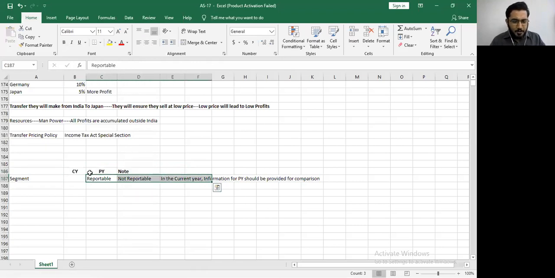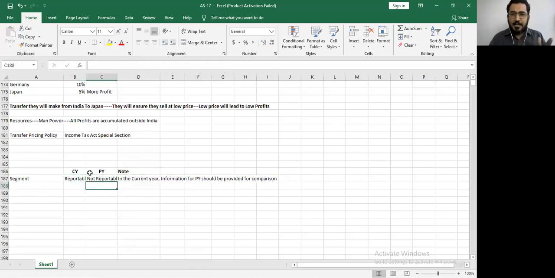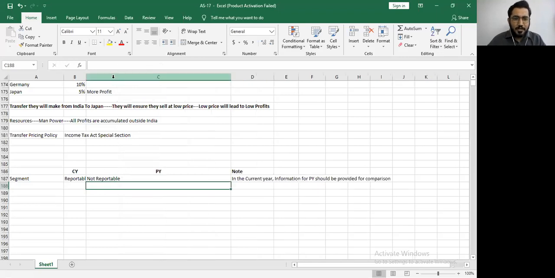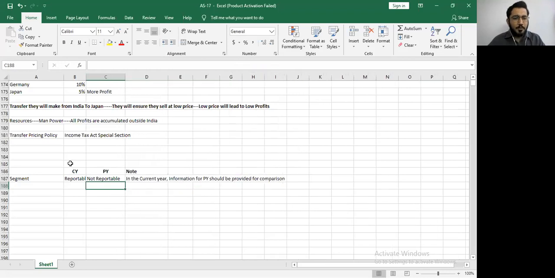In the current year, you will give separate disclosures for the previous year. Why? So that you can easily compare. So suppose a segment was not reportable last year but is reportable in the current year, then in the current year you provide last year's information also, even though it was not reportable. Why? Because you want to ensure that the two years can be easily compared, current year versus the previous year. Are you understanding? So in order to ensure that, you will have to make sure that you have proper disclosures. Okay, come to the next one.